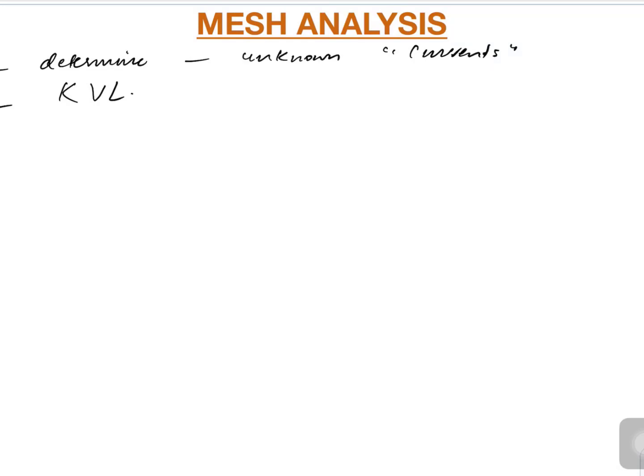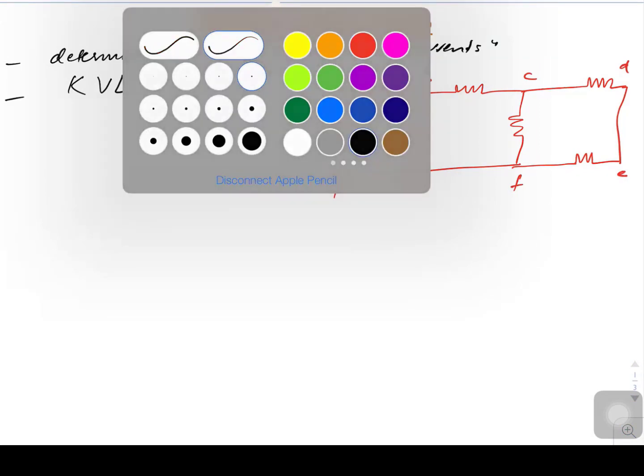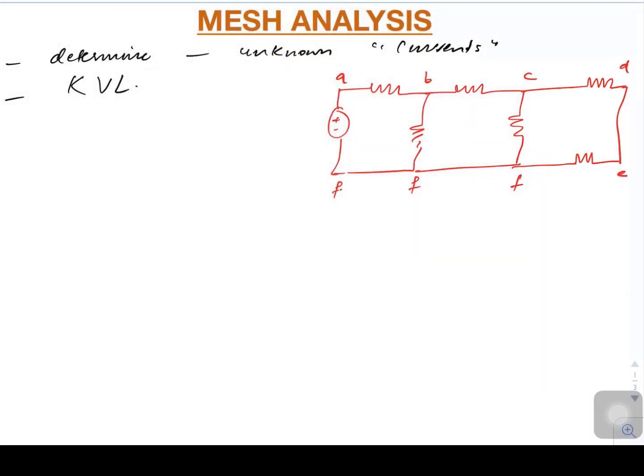Now before we start with the steps and solve one numerical, we must first understand what a mesh is and how it is different from something called a loop. If we take one example, we will call these nodes like this. Now let us see how many loops we have here. First, let us discuss what a loop is. A loop is any closed path. Any closed path that you are traversing is a loop.